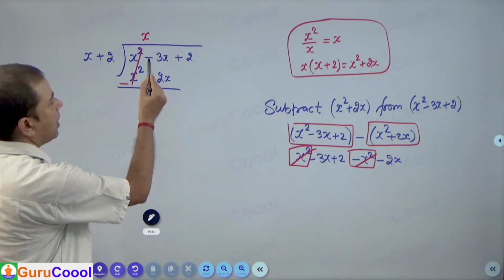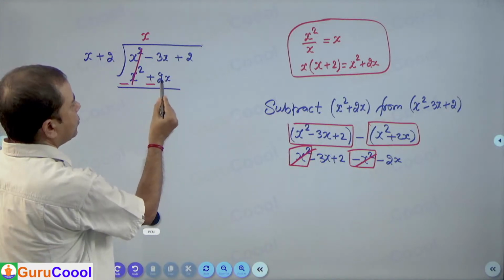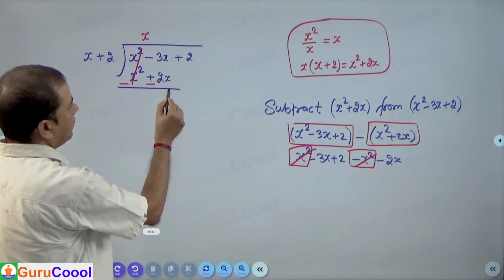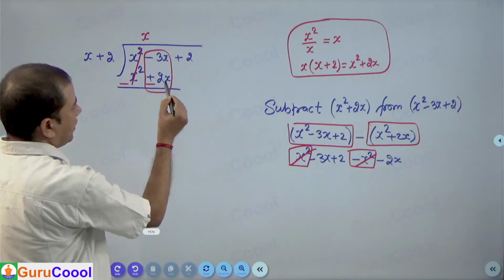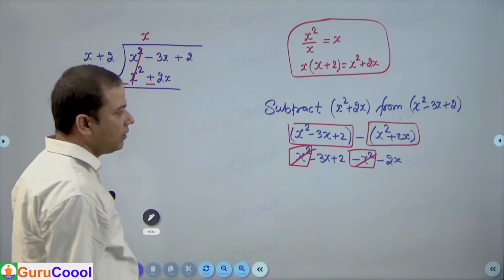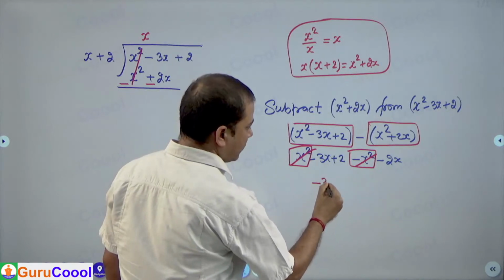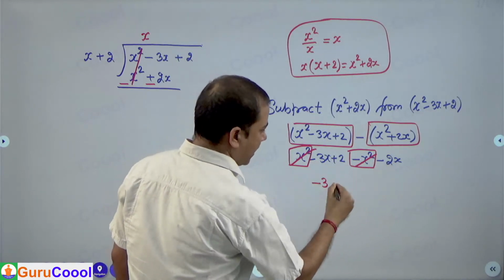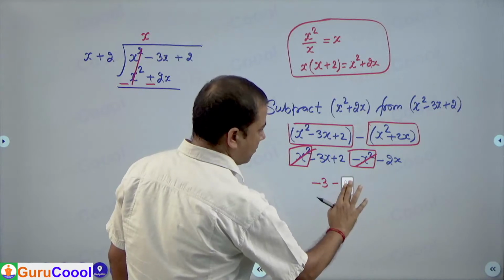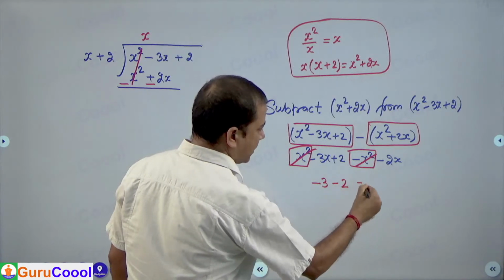Now it is minus 3x and minus 2x. How much do you get here for x? Use your brain. I told you when you combine like terms, you combine their coefficients. So it is minus 3, it is minus 2. Minus 3 and minus 2. How much is it?